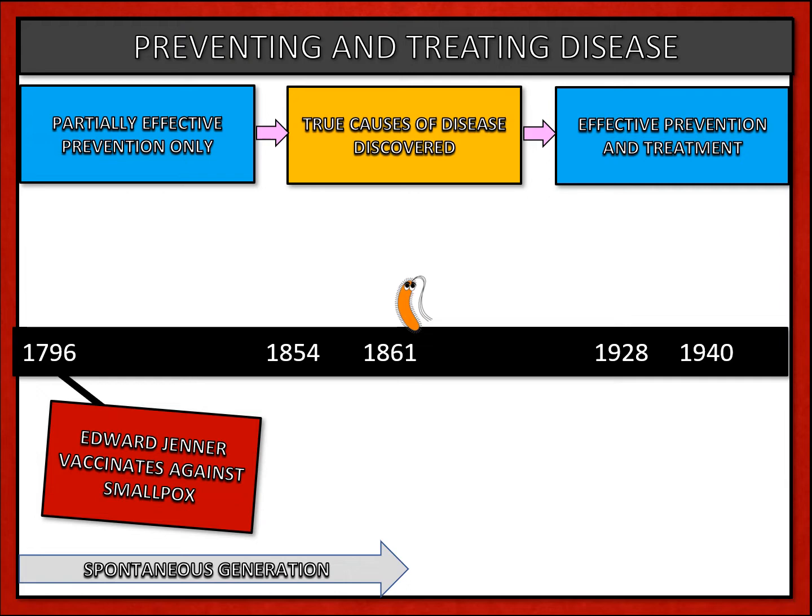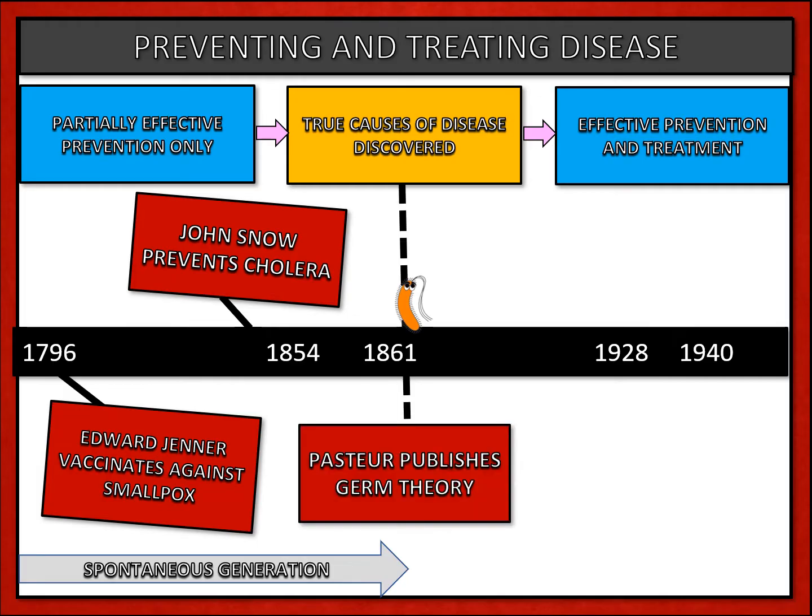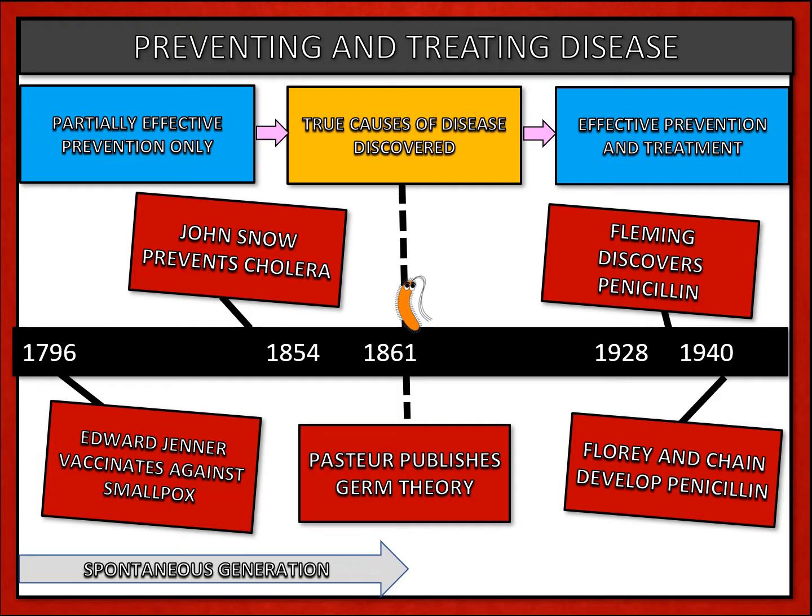So we'll have a look at the work of Edward Jenner and his work on smallpox in 1796. We'll have a look at John Snow and his work on the prevention of cholera in 1854. Then we'll have a look at our key discovery and development, and that's Louis Pasteur's publication of Germ Theory, which is developed by Robert Koch. We'll explore that. And then we'll have a look at 2 pieces of work on penicillin with the work of Alexander Fleming and then Florey and Chain and the development of Fleming's work.